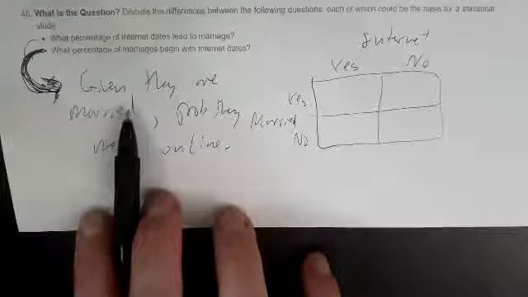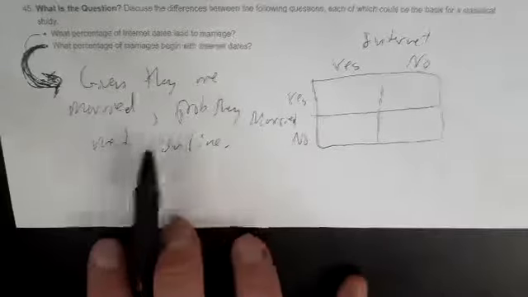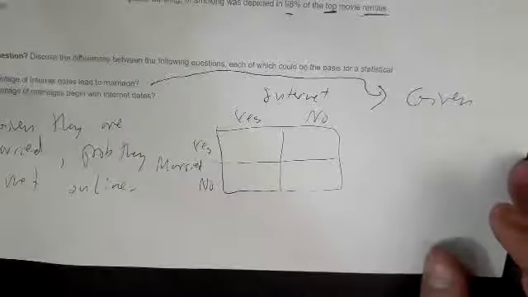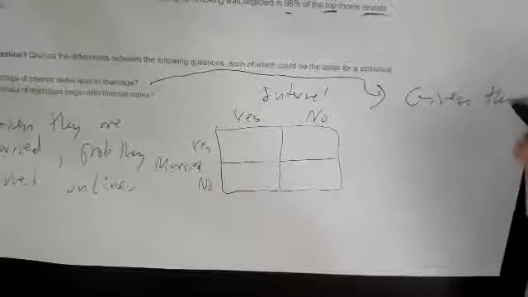So this one is assuming they are married. Given that they are married, this is the probability that they met online, right? That is different from this sort of thing: given or assuming that they met online, right? Given they met online.